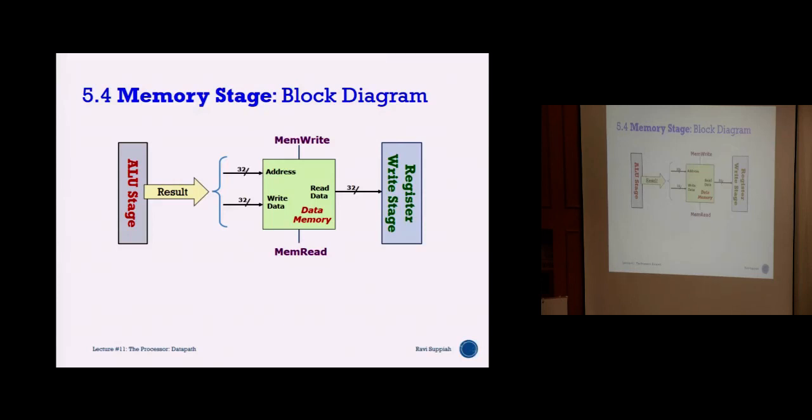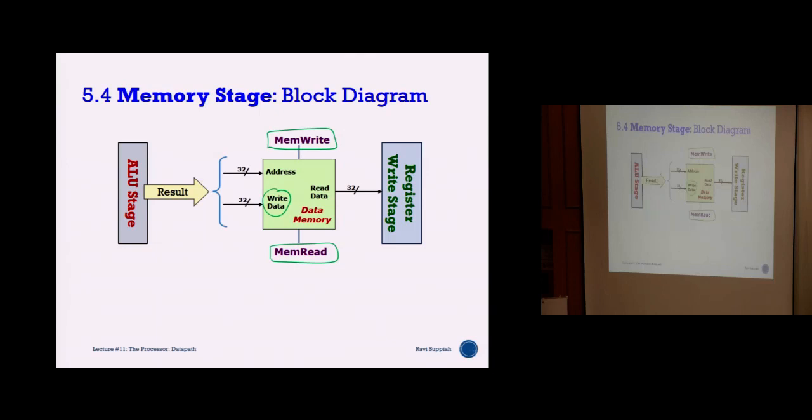Data memory is the same concept as instruction memory. The only difference is that you don't write to instruction memory. There is no write data in instruction memory because your instructions are supposed to be fixed, correct? But in your data, the values are always changing, so you can read and you can write. So you have two control signals here, MemRead and MemWrite, to tell the data memory whether I need to read from memory or write to memory.